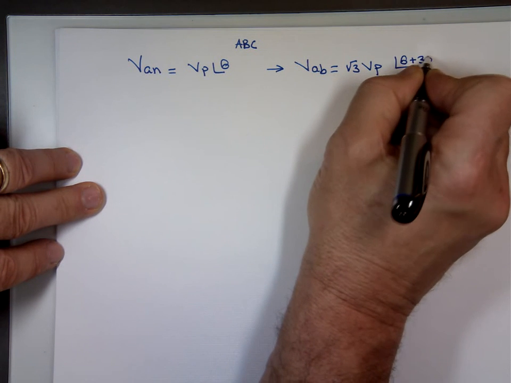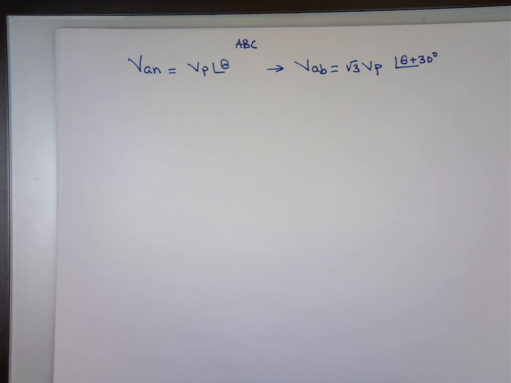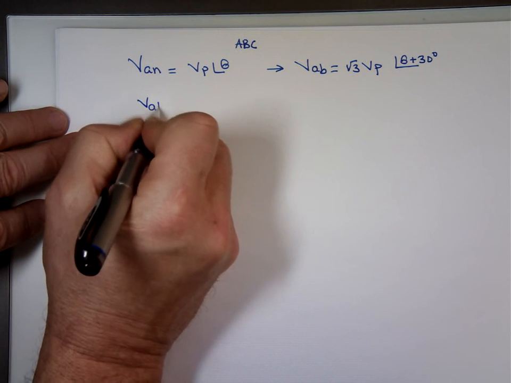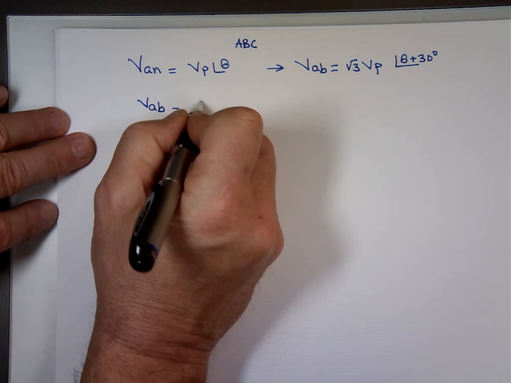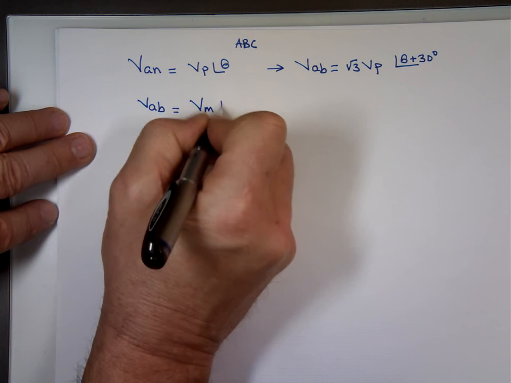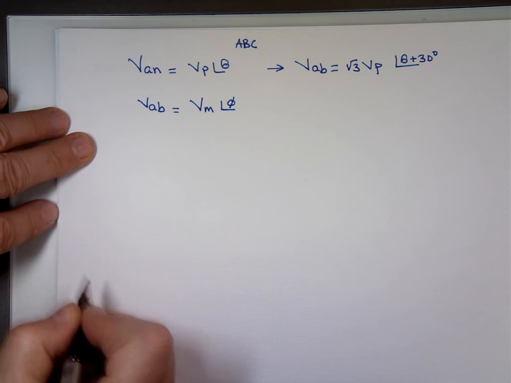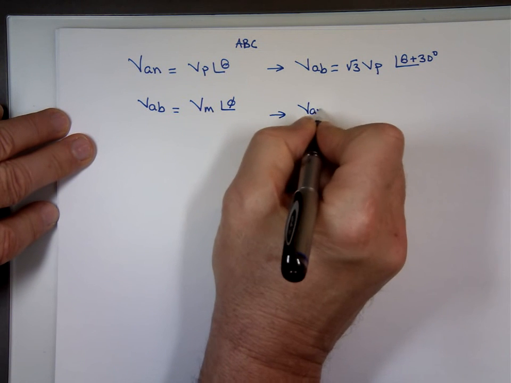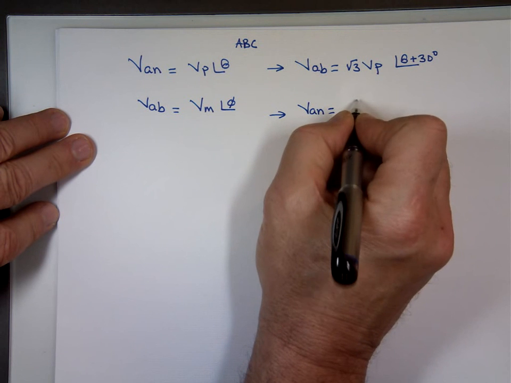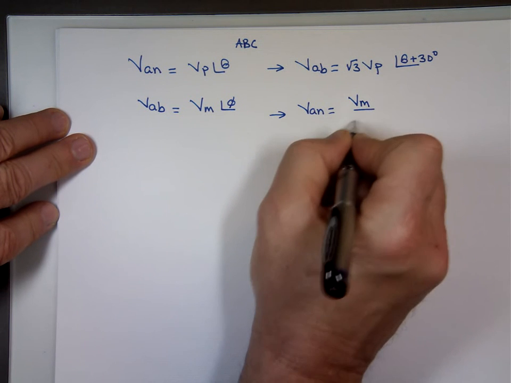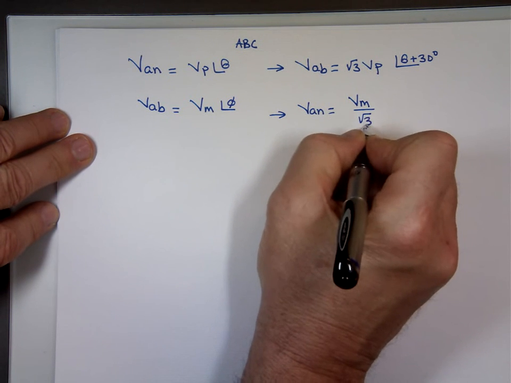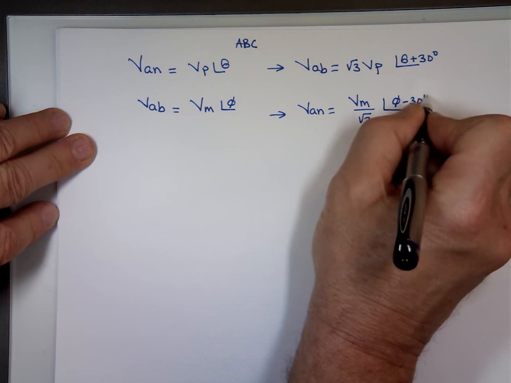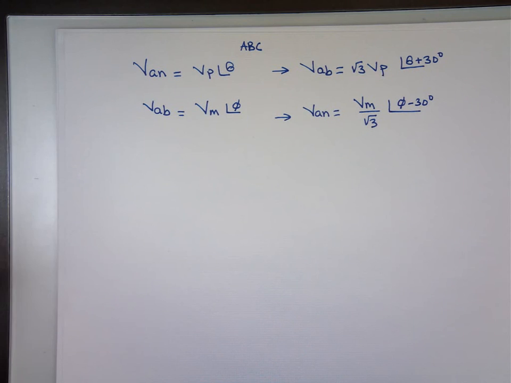To do the reverse, to go from VAB, we'll call it Vmax here, angle phi, to find VAN, you divide by the square root of 3 and you subtract 30 degrees. You can change from VAN to VAB. That's really going from Y to delta, delta to Y.